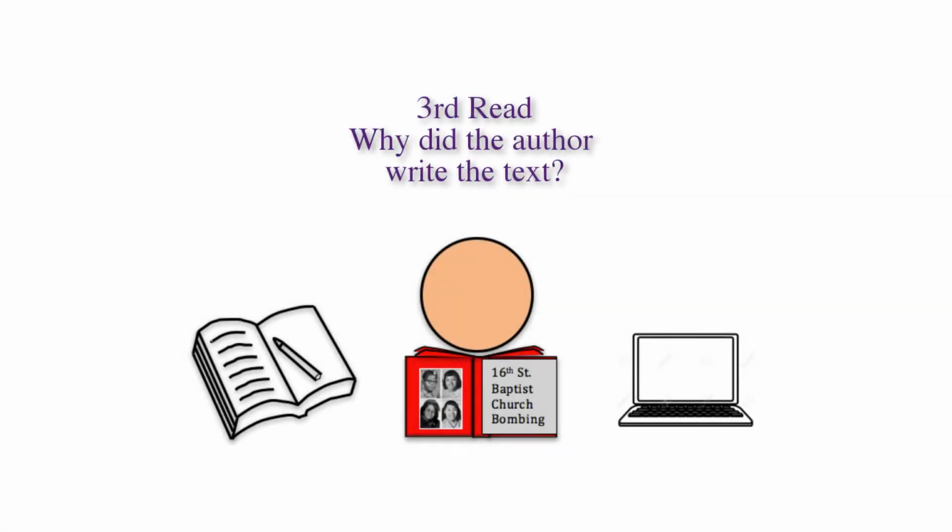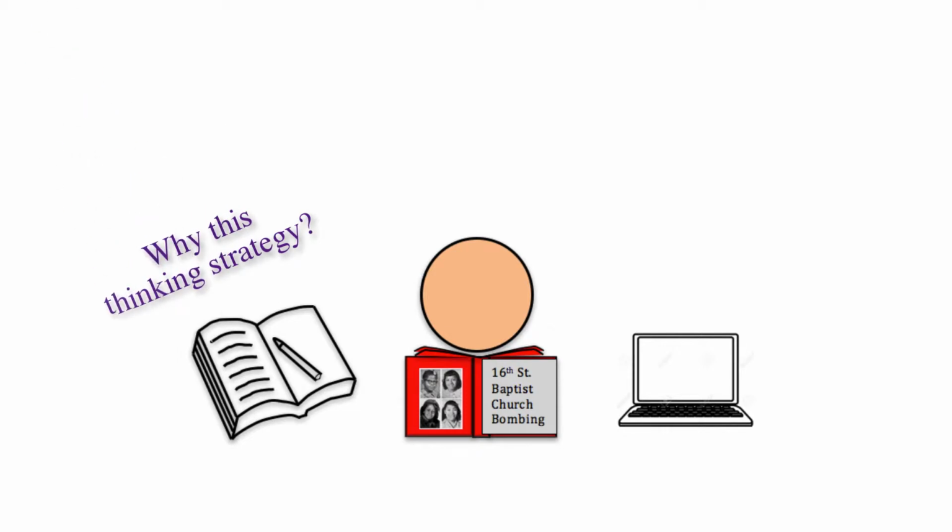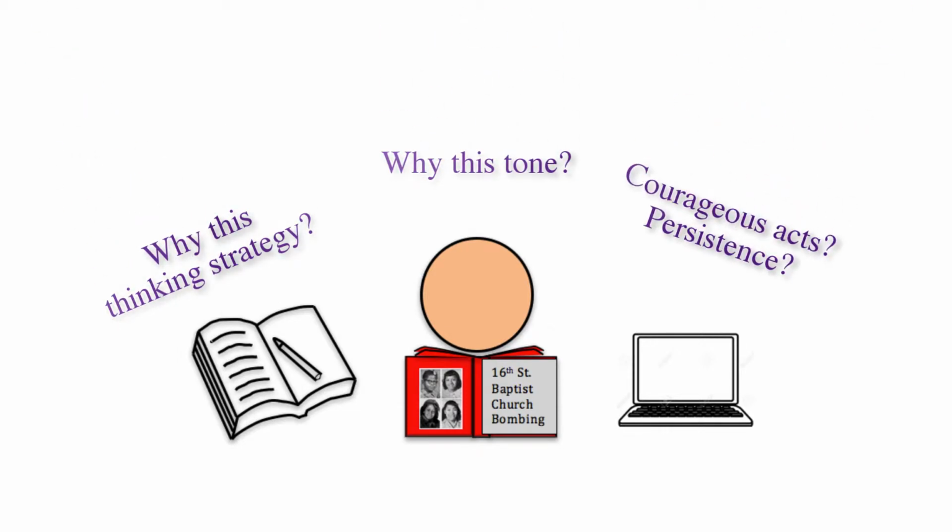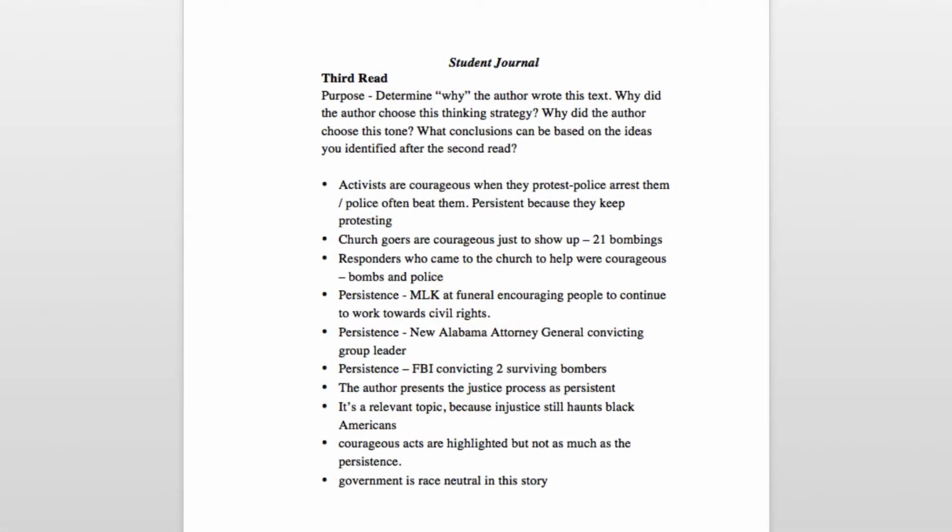Now you read the text for a third time. The purpose of this read is to determine why the author wrote this text. Why did the author choose this thinking strategy? Why did the author choose this tone? Look for examples of courage and persistence. What conclusions can be based on the ideas you identified after the second read?